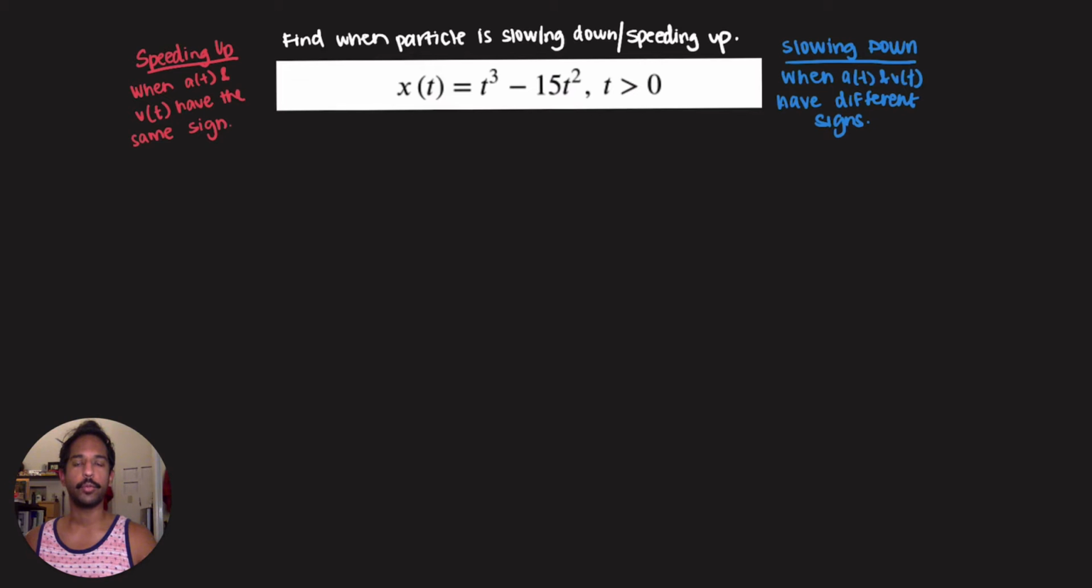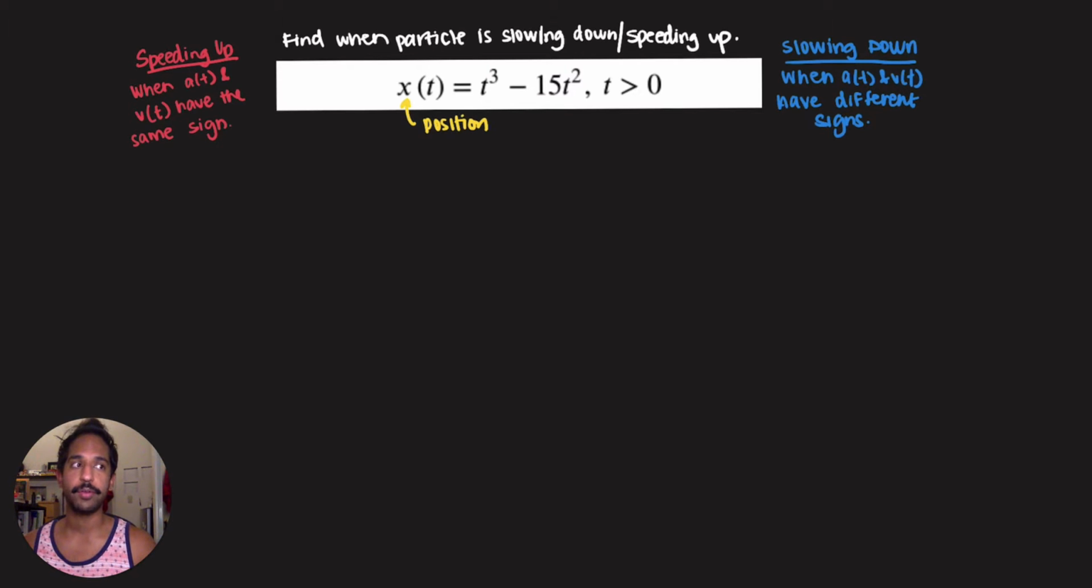We're asked to determine when this particle traveling along the x-axis is slowing down or speeding up. We're given a function x of t, which gives us our position. And we know in order to find if a particle is slowing down or speeding up, we need to know its velocity and acceleration. If it's speeding up, its acceleration and velocity will have the same sign. If it's slowing down, the acceleration and velocity will have different signs.